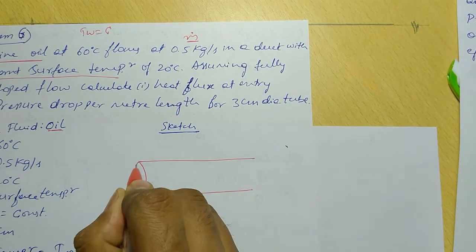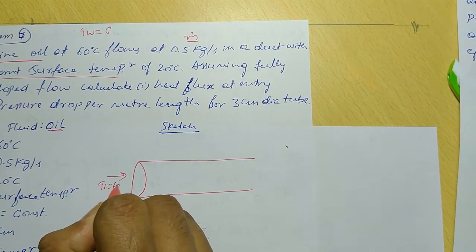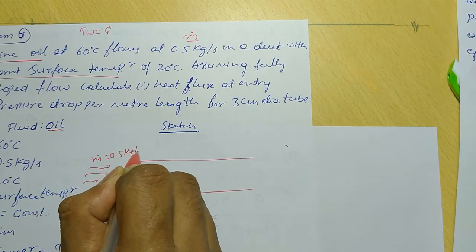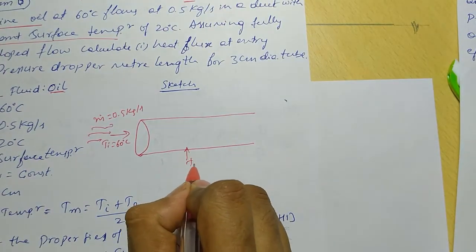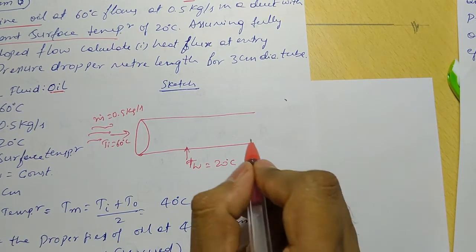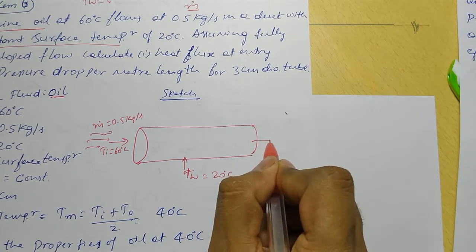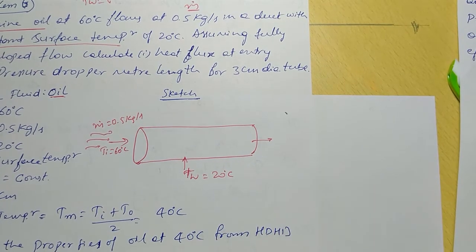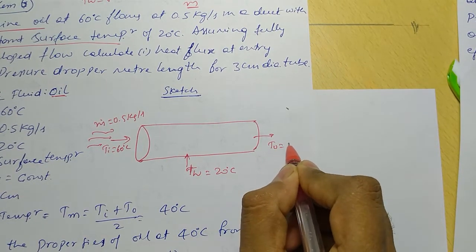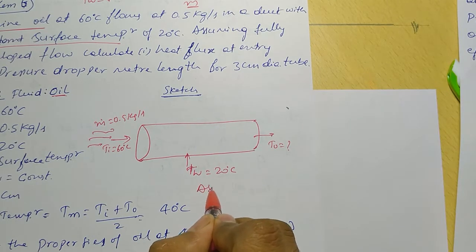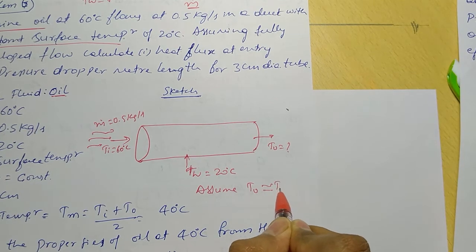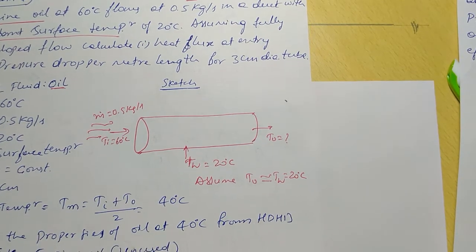A pipe, the Ti is 60 degrees centigrade at a mass flow rate of 0.5 kg per second. The wall temperature is 20 degrees centigrade, and for the outlet, see here, the T naught value is not given, but you have to assume T naught is very approximately equal to the T wall, that is equal to 20 degrees centigrade. Otherwise it is not possible to calculate.